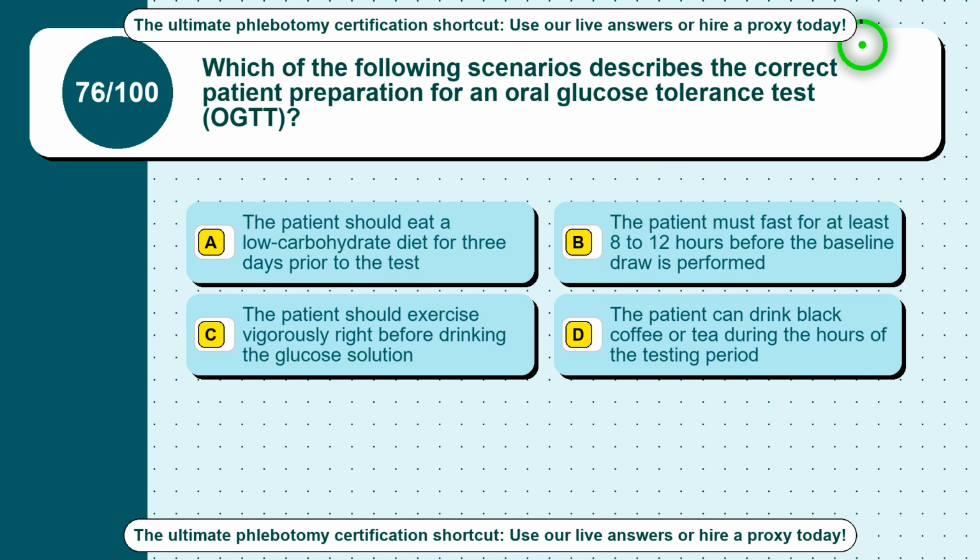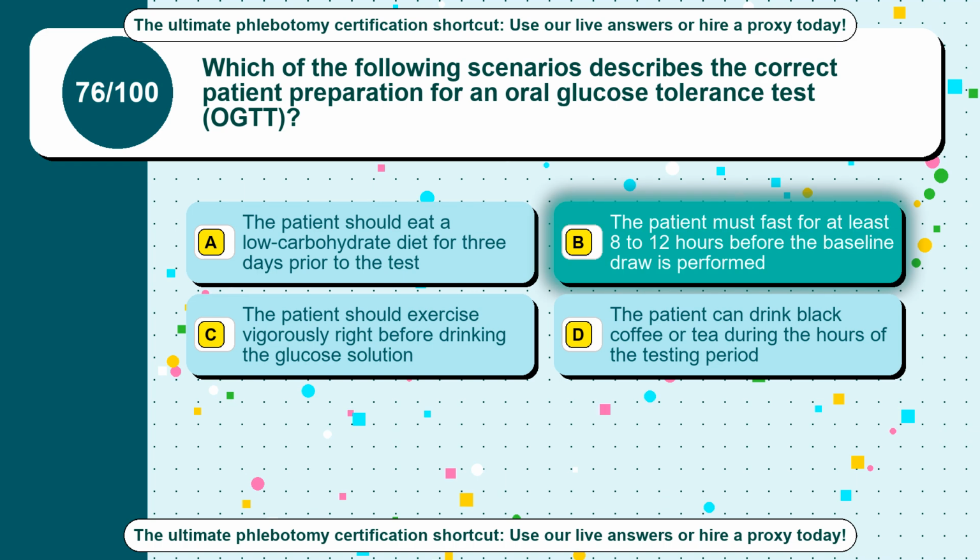Question 76. Which of the following scenarios describes the correct patient preparation for an oral glucose tolerance test, OGTT? Option A, the patient should eat a low-carbohydrate diet for 3 days prior to the test. Option B, the patient must fast for at least 8 to 12 hours before the baseline draw is performed. Option C, the patient should exercise vigorously right before drinking the glucose solution. Option D, the patient can drink black coffee or tea during the hours of the testing period.